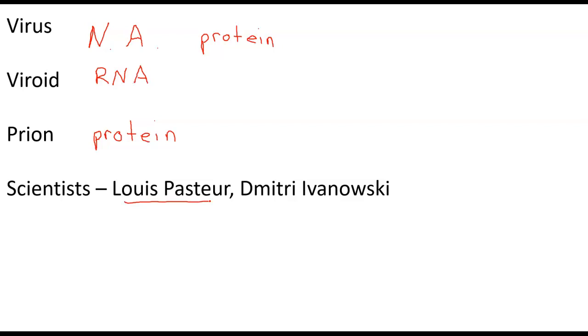But his contribution to viruses occurred when he was studying rabies, and he discovered that the rabies disease must have been transmitted by something much smaller than a bacterium. So he didn't necessarily discover viruses, but he knew that there was something smaller than a bacterium that caused disease, and he used the word virus for the first time, which is Latin for poison.